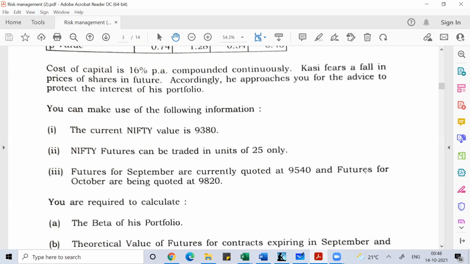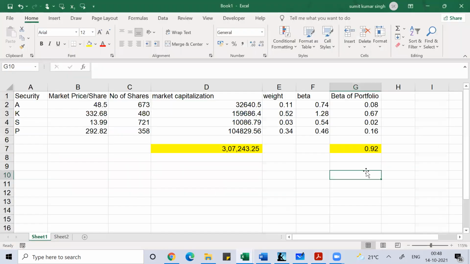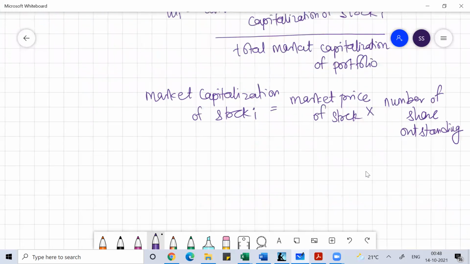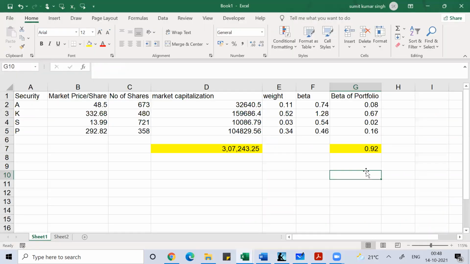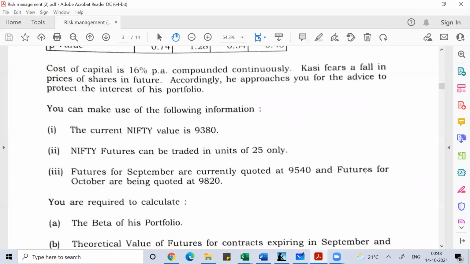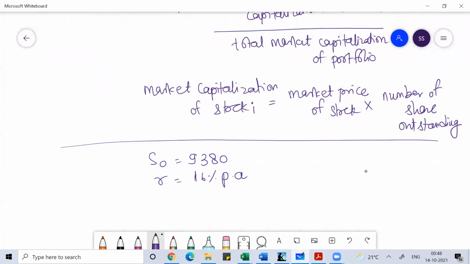So the current value of Nifty is 9380. R is 16%, continuously compounded. Time is 5 months and 6 months. So for the 5 month contract, time is 5 by 12 year. So F is equal to S naught e to the power RT.